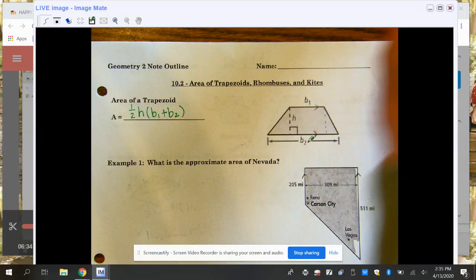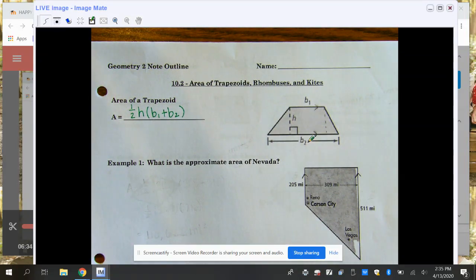All right, you guys, so before you watch this video, you should have completed 10.1, area of parallelograms and triangles, and I guess that was it on that section, okay? So today we are going to talk about the area of trapezoids, rhombuses, and kites.